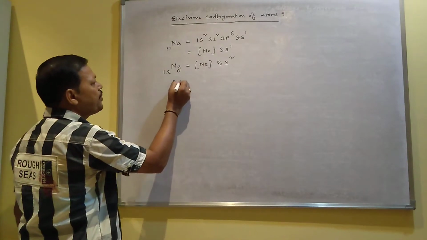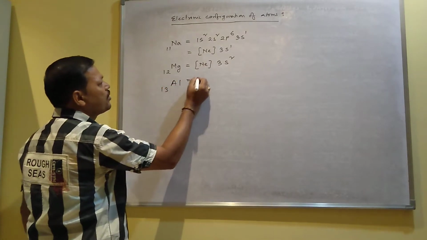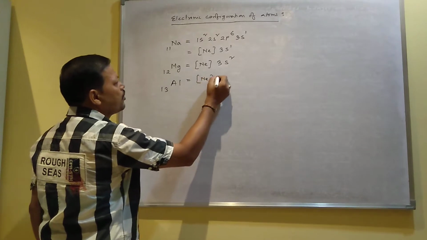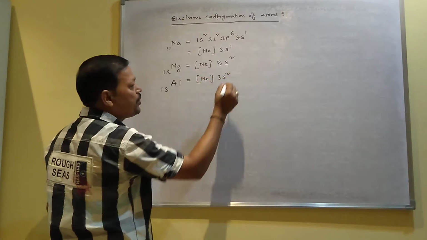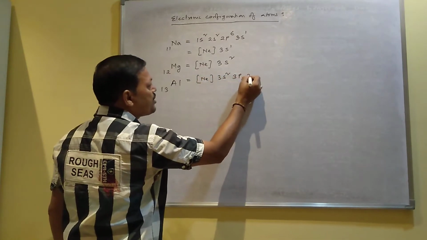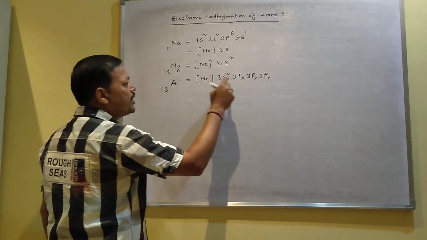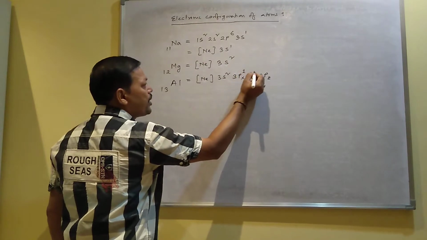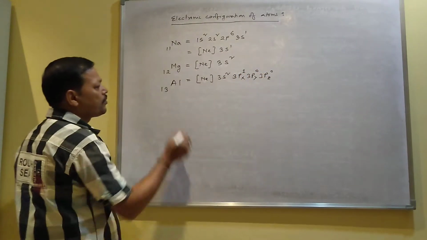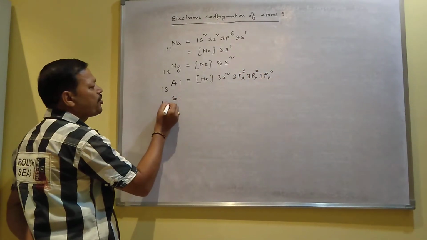So after magnesium, aluminium will come, 13. So neon, 3s2, then again 3p comes. So you break it like this: 3px, 3py, 3pz, because 3p contains 3 orbitals. Since 1 electron is left, you can write 3px1. These are vacant.